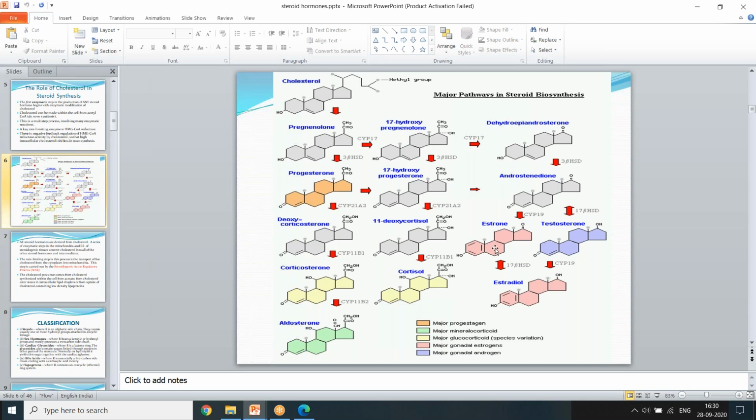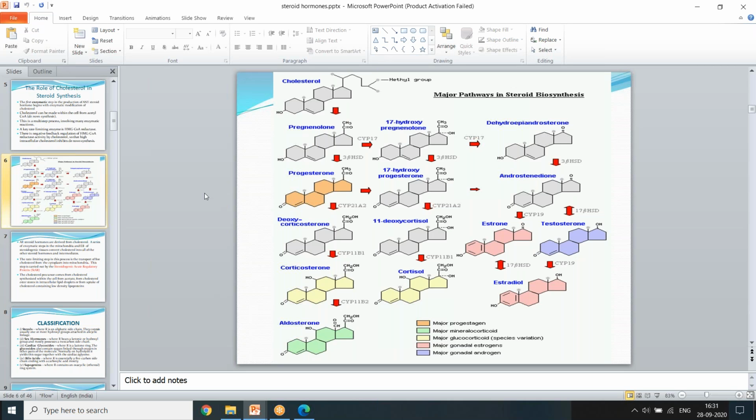And progesterone and estrogens, these are the two estrogens that are obtained in the body. They are shown pink in color. And here there is testosterone, which is shown blue in color. And they are the three different types of sex hormones that are obtained at the end of this pathway.